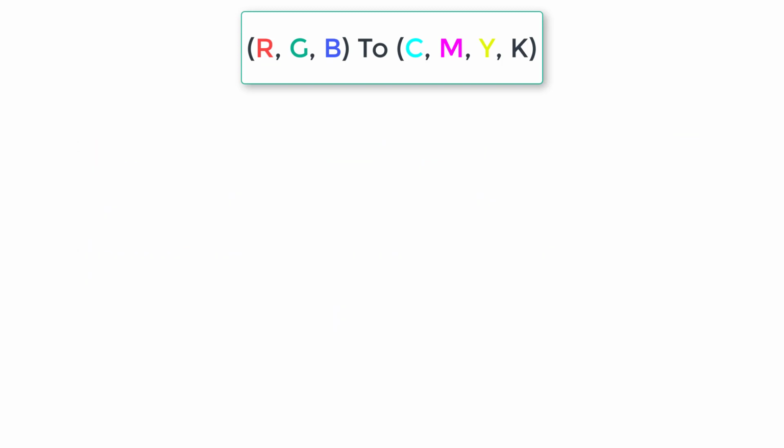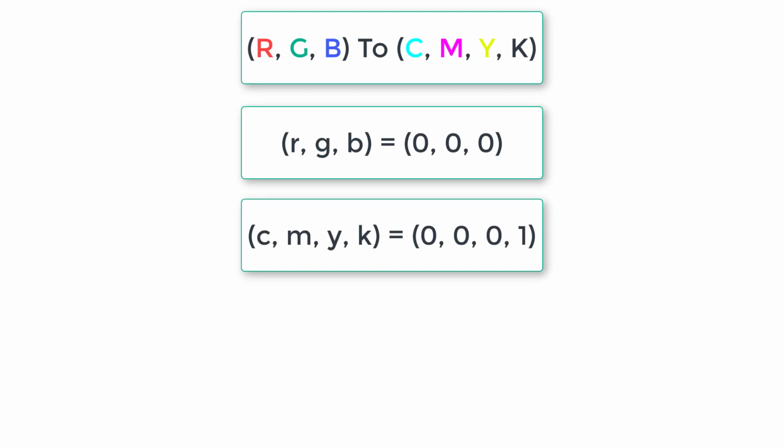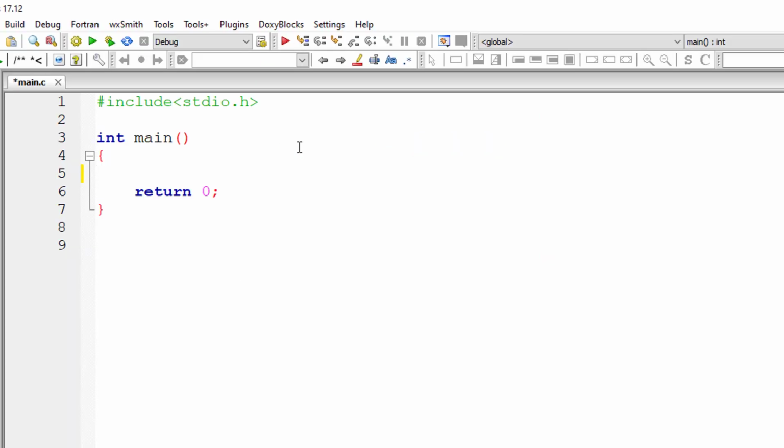One more thing, if RGB is 0, CMYK is 0, 0, 0 and 1. We need to check for this condition too. So with these formulas and with this condition, let's get started with our C program.